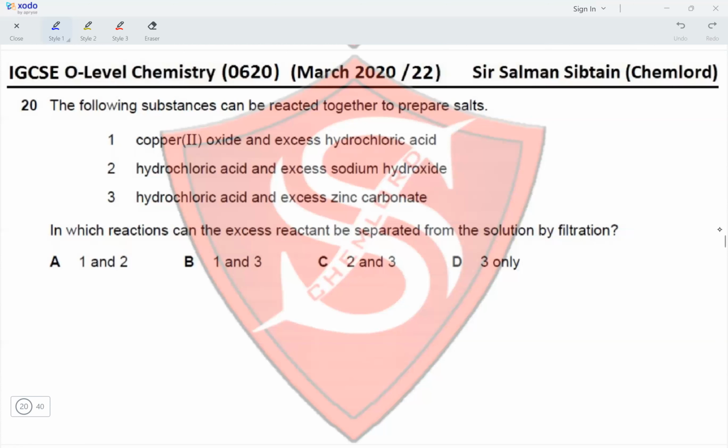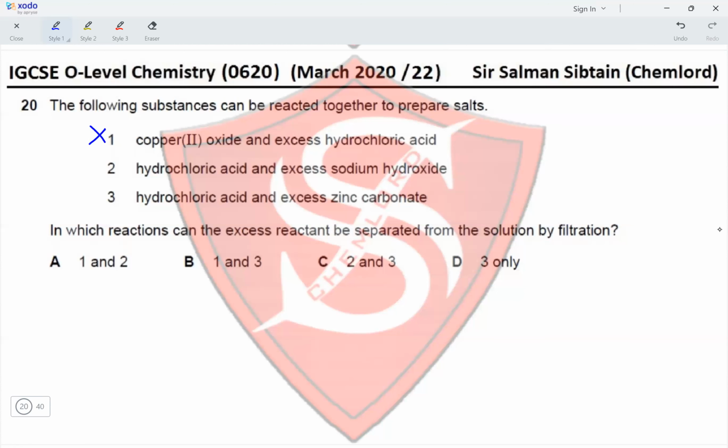So since in the set of reactants in one, we've got excess of hydrochloric acid, all of the insoluble copper 2 oxide will react with acid, producing soluble copper 2 chloride, and none of the reactant would remain. So we will not have any precipitate of copper 2 oxide present in the final mixture. So we would not be able to separate the excess of reactant by filtration, because the excess reactant is hydrochloric acid and not copper 2 oxide. So one is not the answer here.